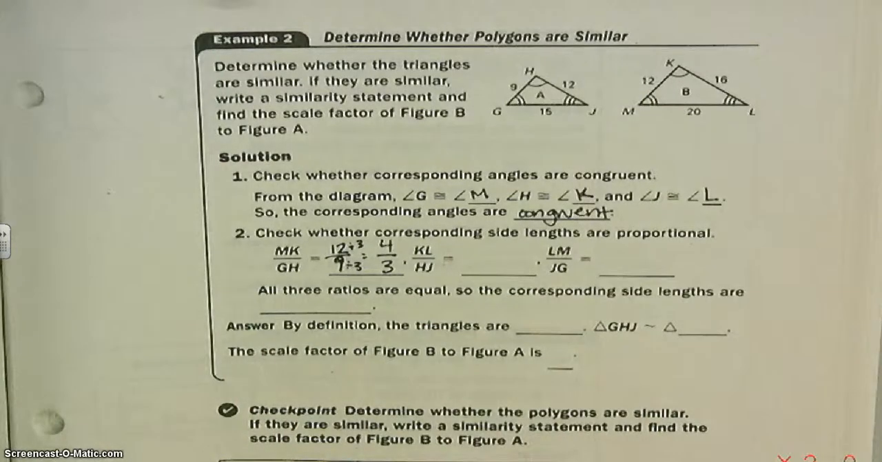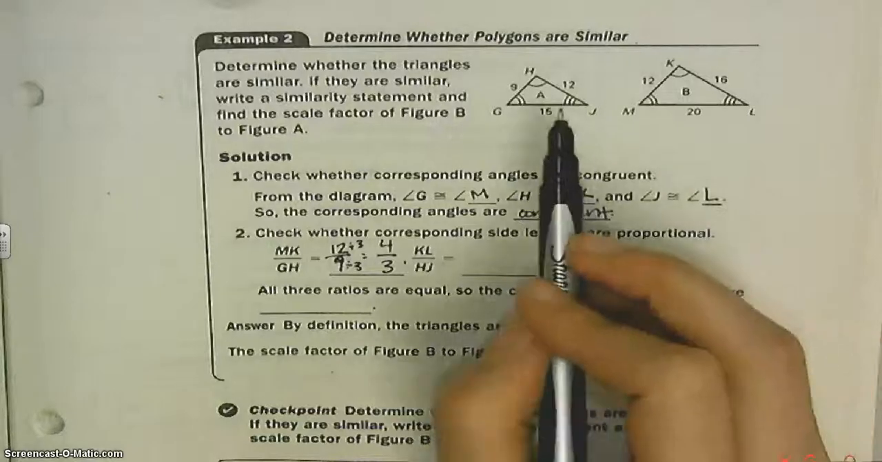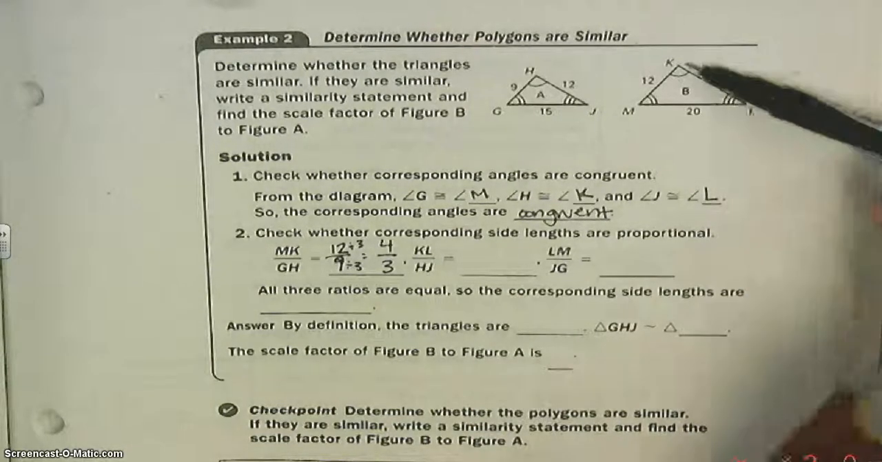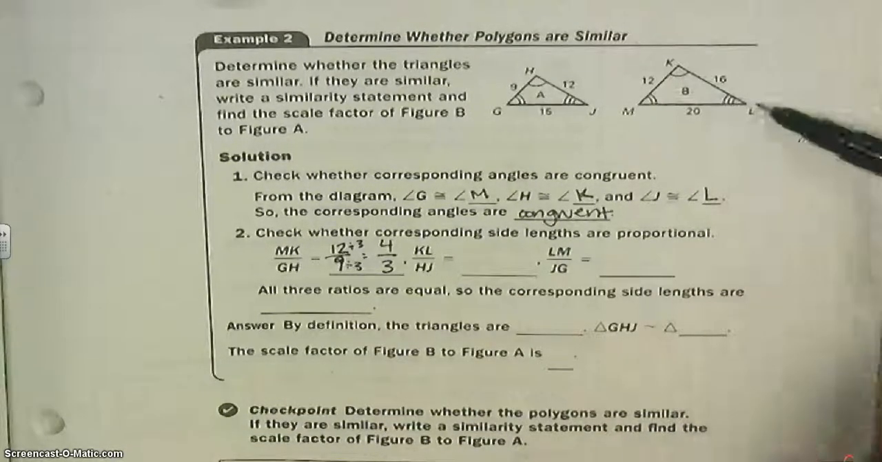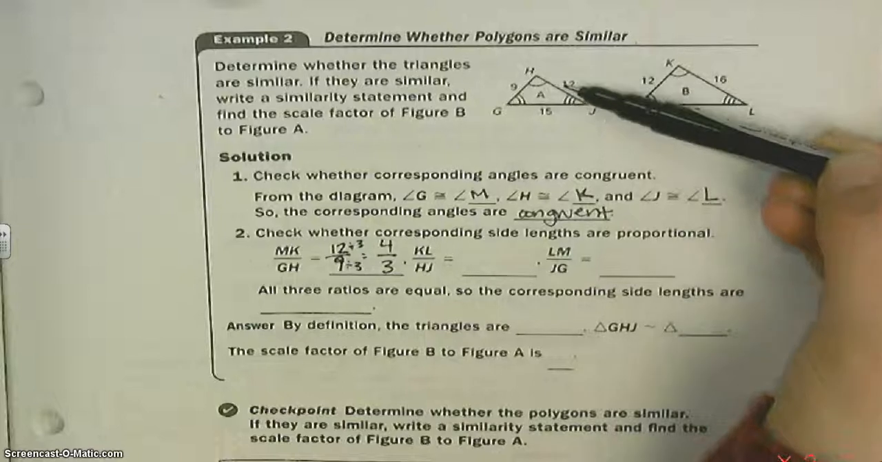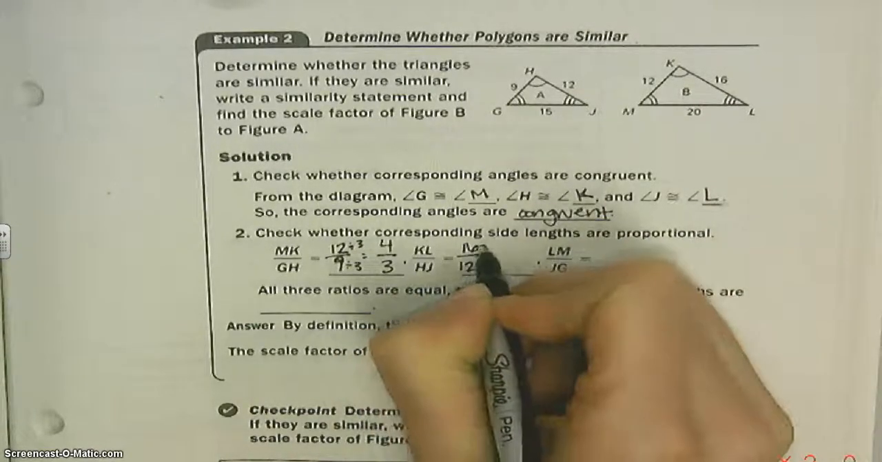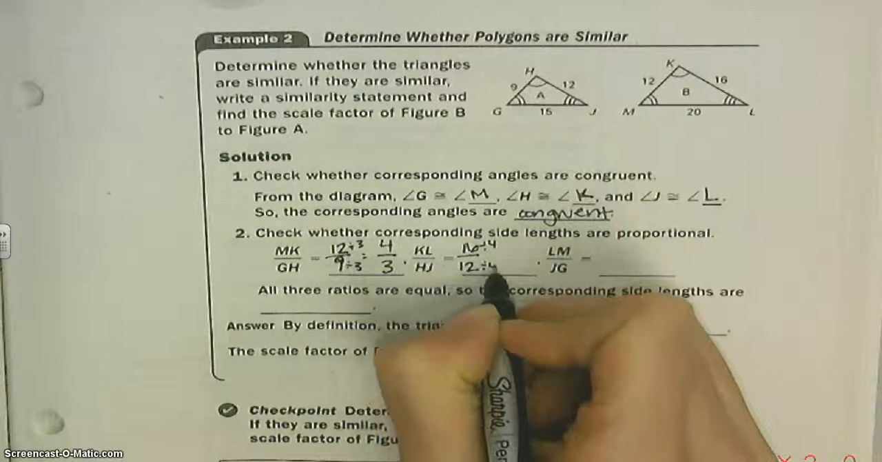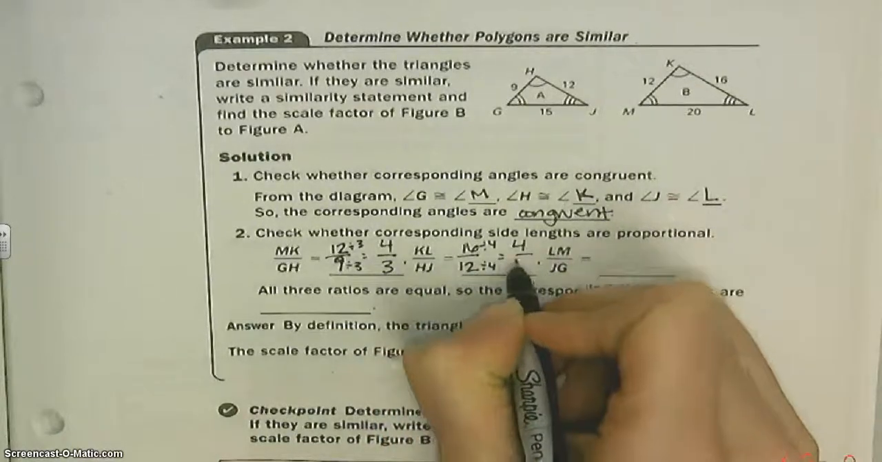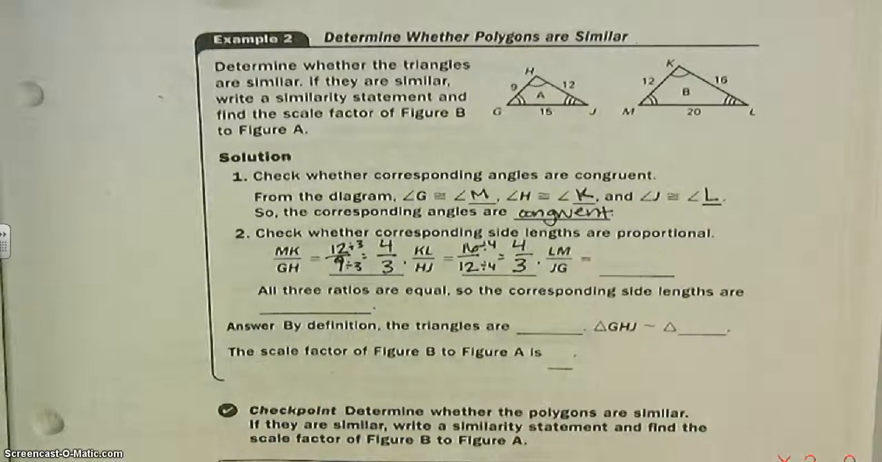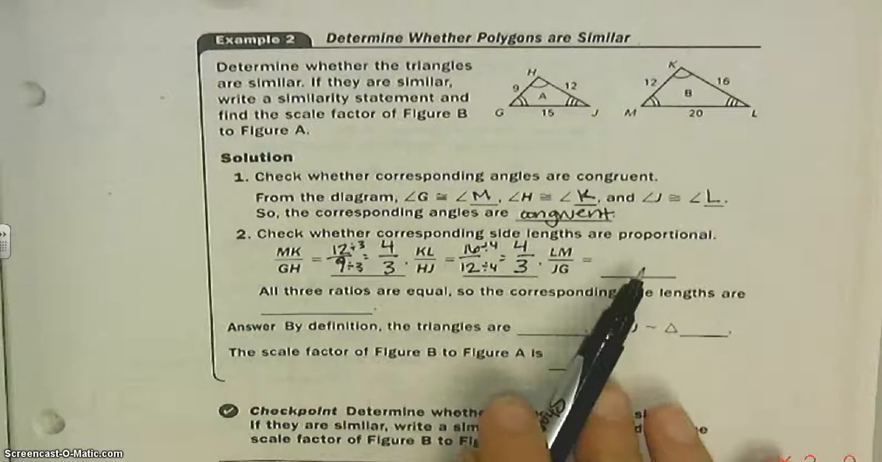4 to 3. Okay, so that's one we've checked. We have to check 2 more. KL, we're going to check 16 over 12. Those go together. They're corresponding. We're going to divide everything by 4. We get 4 to 3. Hey, we're doing okay. We've got 4 to 3, 4 to 3. We just have one more to check.